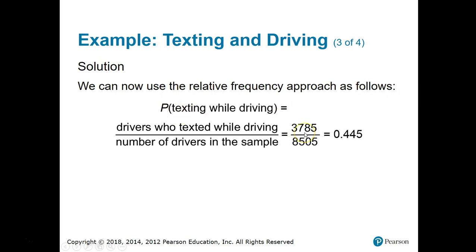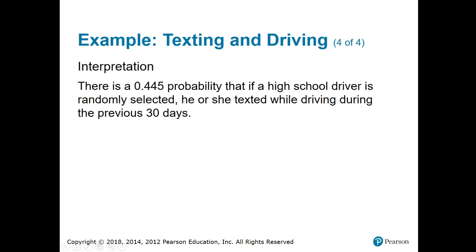Probability is the number who texted while driving over the total number, which is 0.445. If we want to do that as a percentage, and some people like doing percentages, 44.5% of them texted while driving. But the probability of a single one texting while driving, the probability of you getting that result, is 0.445. Okay, just what I said.